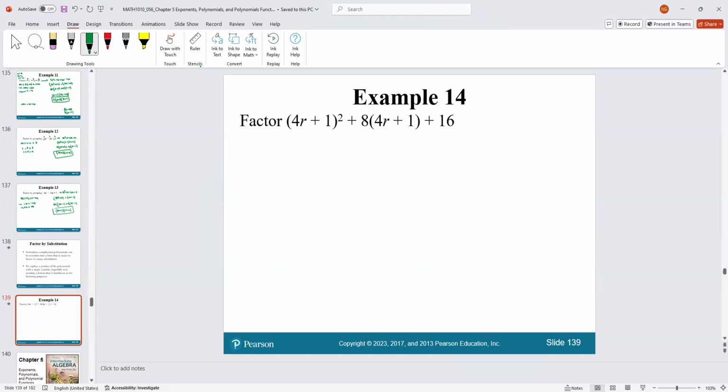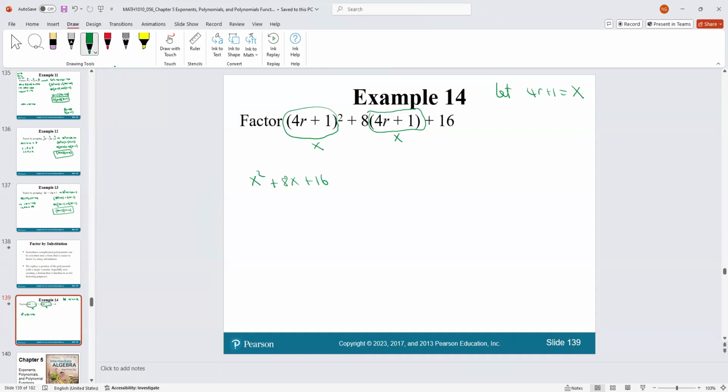But I don't want to write all of this because for me, if I let 4r plus 1 be x, for example, the whole thing here is x. The whole thing here is x, right? So meaning I have, not 4x squared, because it's the whole thing, x squared plus 8x plus 16.